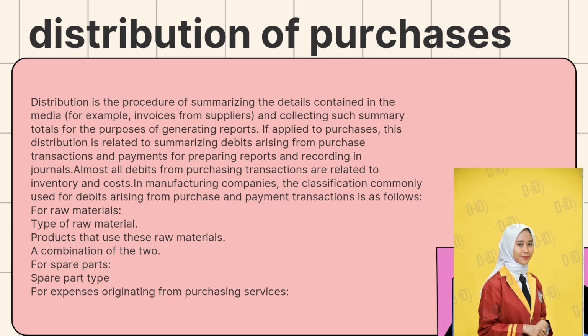In manufacturing companies, the classification commonly used for debits arising from purchase and payment transactions is as follows. For raw materials: type of raw material, products that use these raw materials, or a combination of the 2. For spare parts: spare part type. For expenses originating from purchasing services.